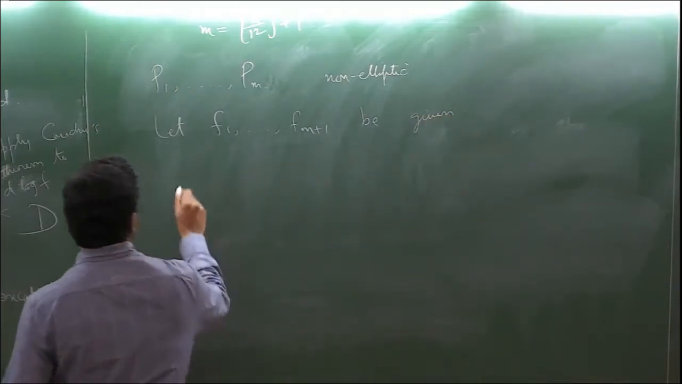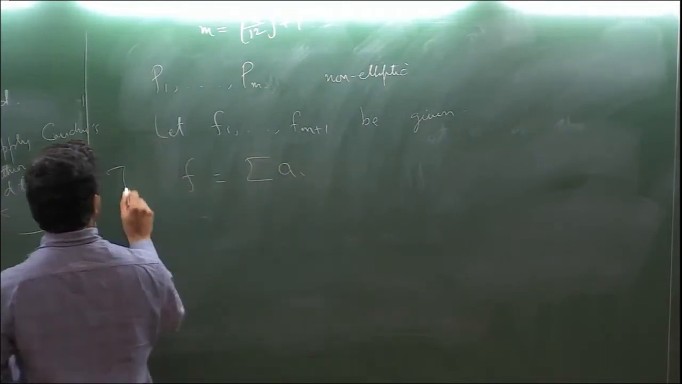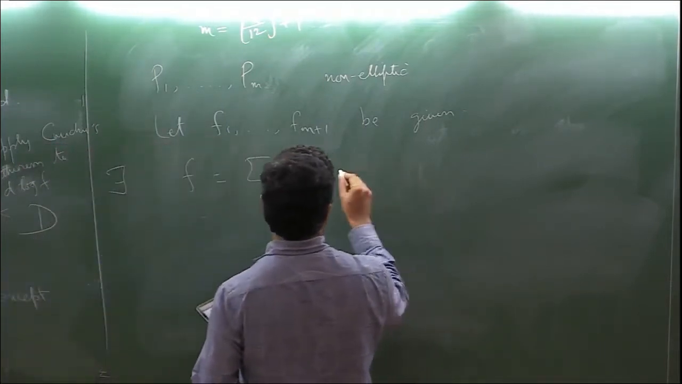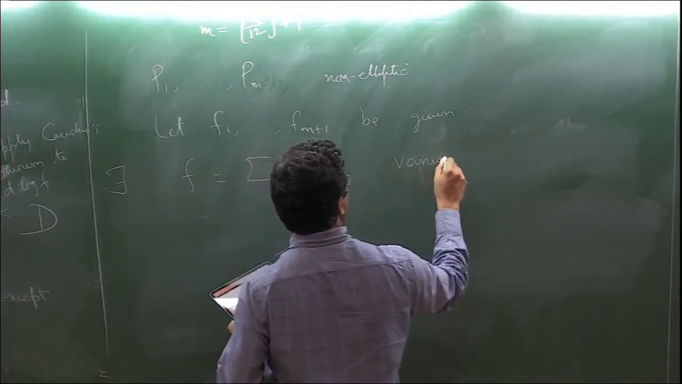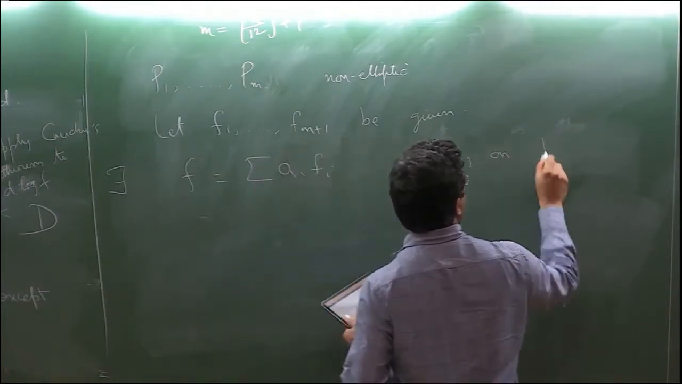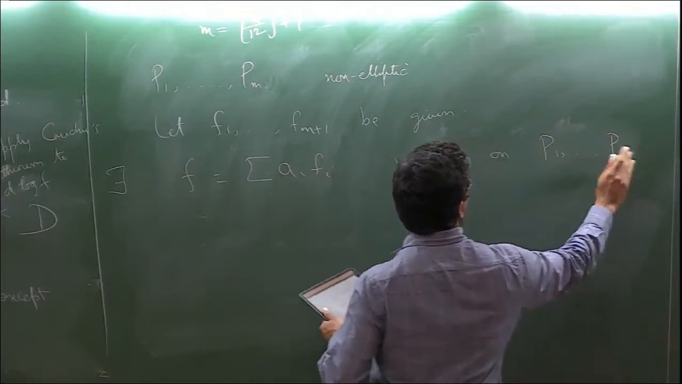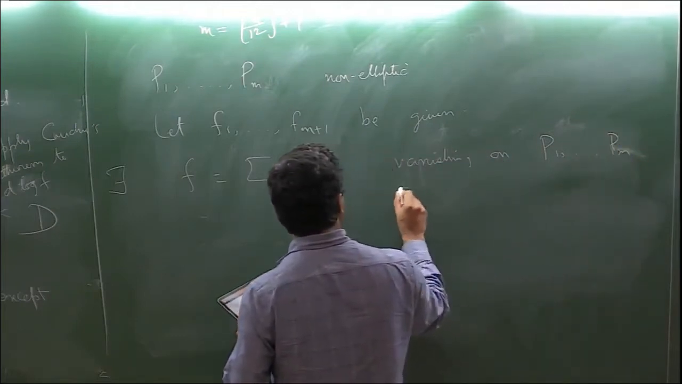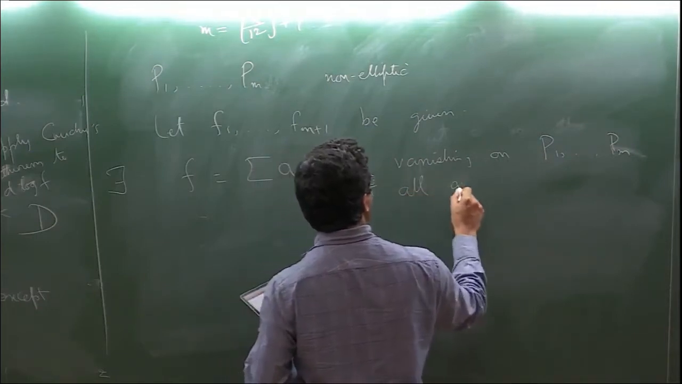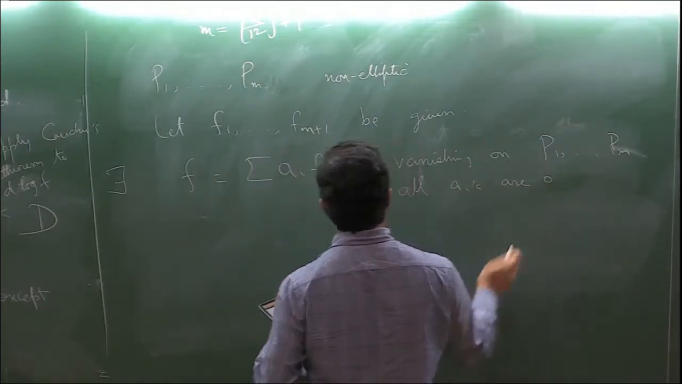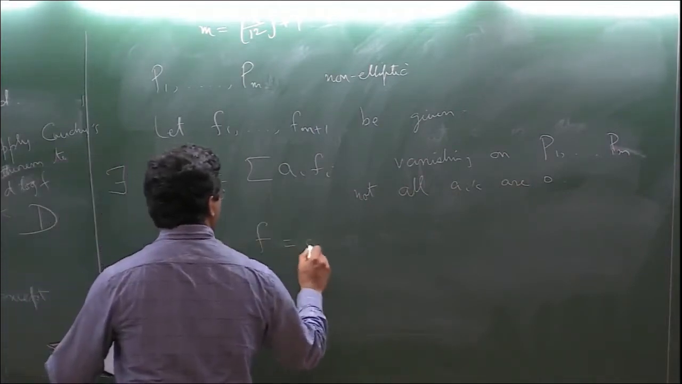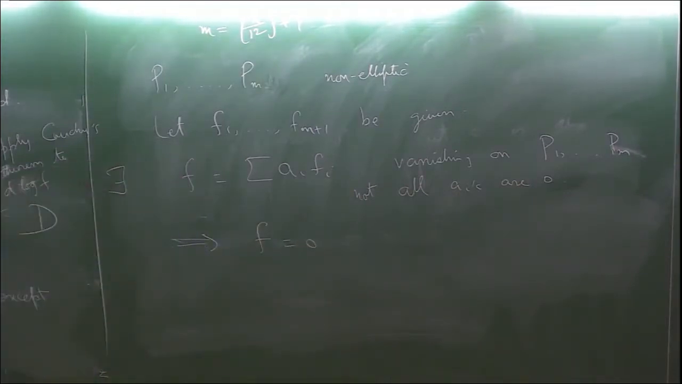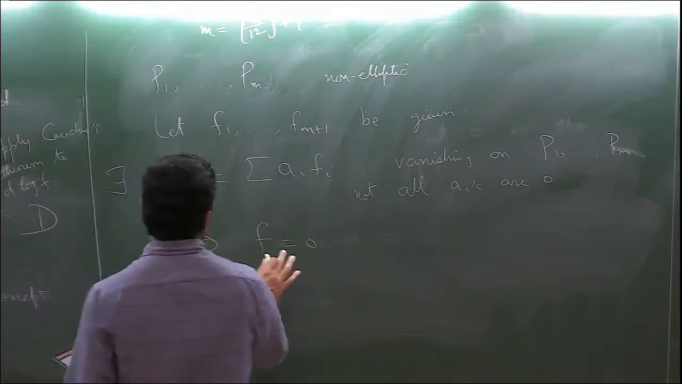Then there exists a linear combination f, which is vanishing on p1 up to pm, and not all the a_i are 0. But because of this inequality, this implies that f is 0. Oh, I should have said f is non-zero here.